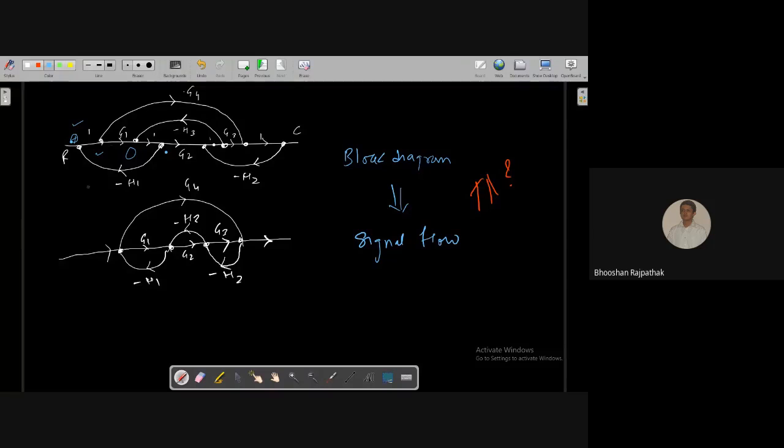You cannot club them together. But once you convert into signal flow, then there is no notion of summing point and takeoff point. They just become nodes. And these nodes you can combine. And you can have a simplified graph, which is not possible in a block diagram. You cannot combine summing and takeoff. And that is why all block diagrams can be converted into signal flow, but it is not possible to convert every signal flow graph into a block diagram. Reverse is not possible. That you have to understand.